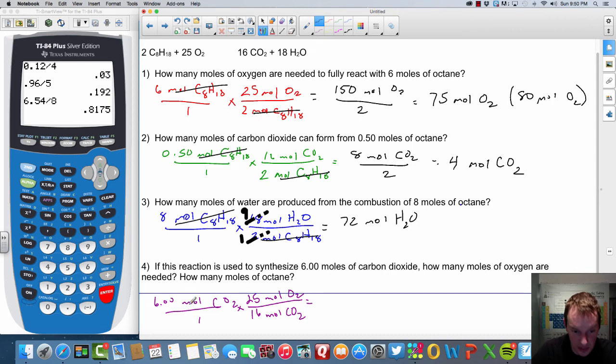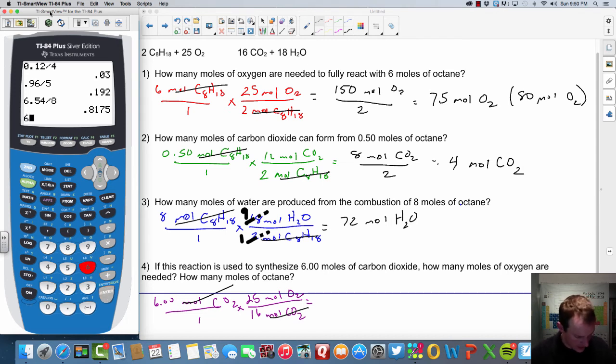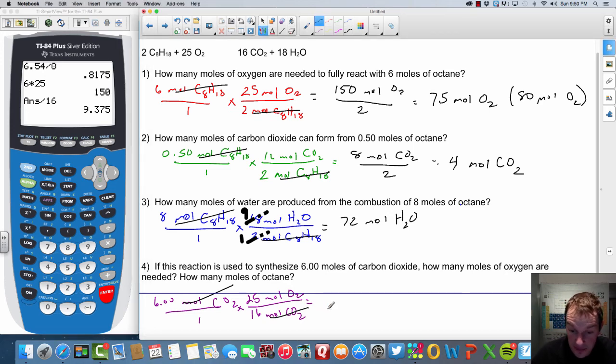What I can do is recognize that the moles of CO2 are going to cancel. And we're going to go over to our calculator here and say 6 times 25 is equal to 150, as we did before, divided by 16, which is going to give us 9.375. So we come back over here, 9.38, 3 significant figures, 9.38 moles of O2.